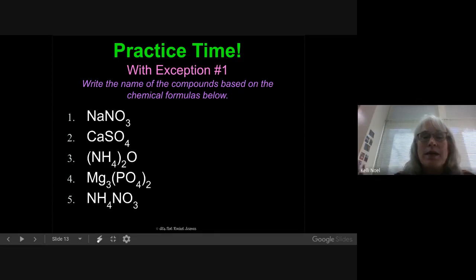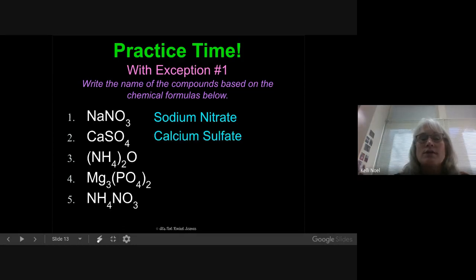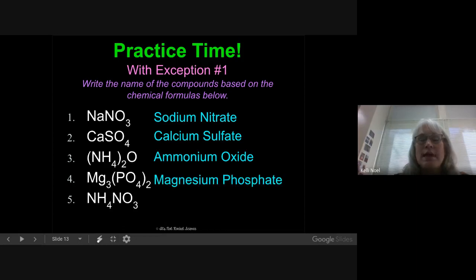For the first one, we know Na is sodium. Use your chart of polyatomics. NO3 is nitrate, so sodium nitrate. Use Ca, that is calcium. SO4 is sulfate. Here we have that NH4, so that's ammonium. It's going to be a polyatomic. And oxygen is oxide. Here we have magnesium. Look on the table, phosphate. We have ammonium again with another polyatomic, NO3. So it's going to be ammonium nitrate.